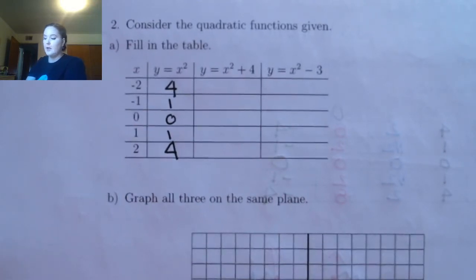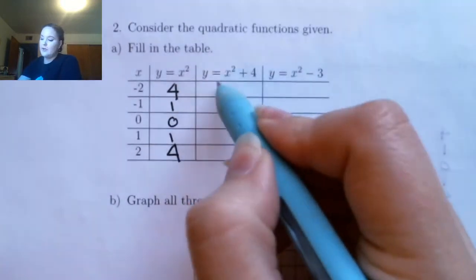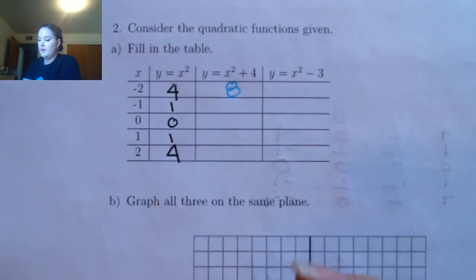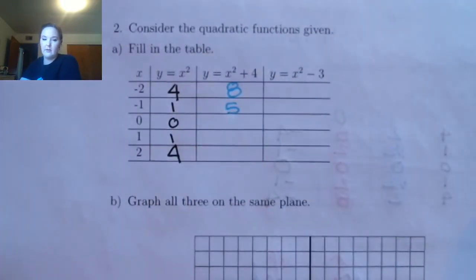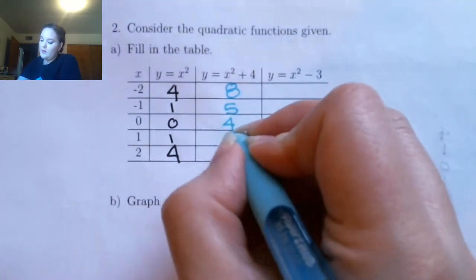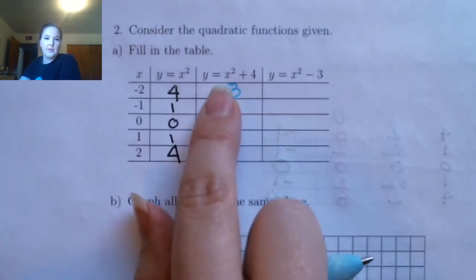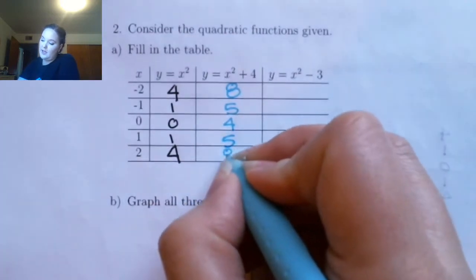Then I'm going to fill in this one. -2 squared is 4, plus 4 is 8. -1 squared is 1, plus 4 is 5. 0 squared is 0, plus 4 is 4. 1 squared is 1, plus 4 is 5. 2 squared is 4, plus 4 is 8.